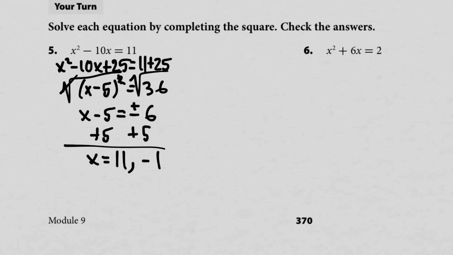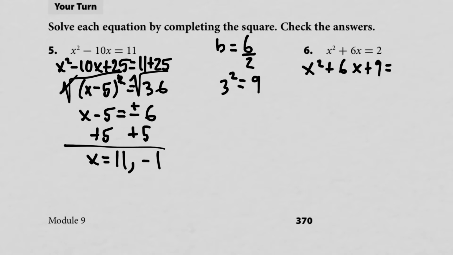Okay, let's look at number 6 now. Same idea as before. Find b first. So in this case, b equals 6. Half it. Cut it in half, that's 3. Square it. 3 squared is 9. So we're going to add 9 to both sides. So here's my new equation. X squared plus 6x plus 9 equals 2 plus 9, which is 11.